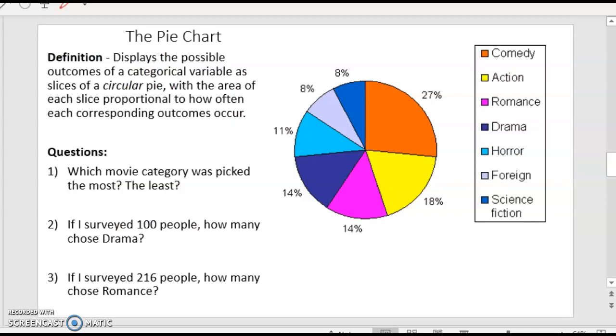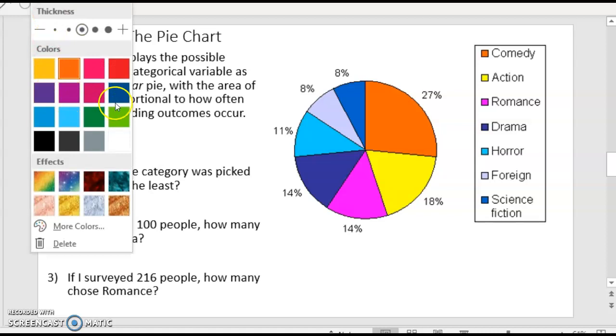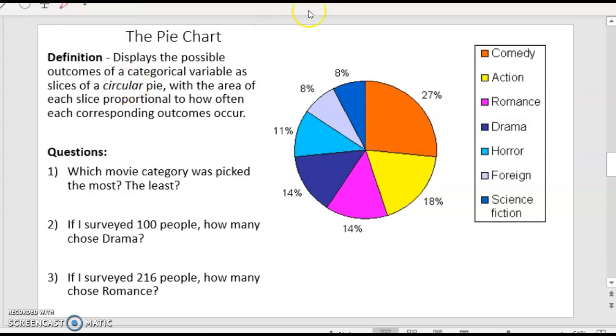It displays your categorical variables as slices. The big thing is that the area is proportional to the corresponding outcomes. So you're given some kind of distribution. That distribution can be counted and can be made into percentages. All pie charts are going to be percentages. And then from there, after you make them into percentages, you can represent them so that they equally represent the proportions. So the big thing is that you want to make sure that you have a key with all your pie charts. And you want to also make sure that your area is represented by the percent that you have.